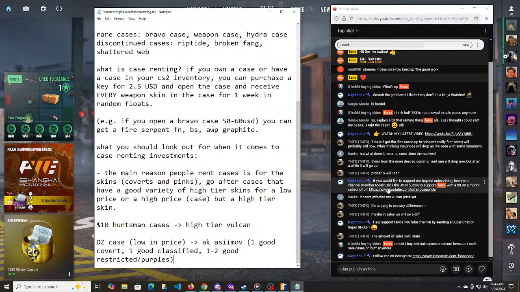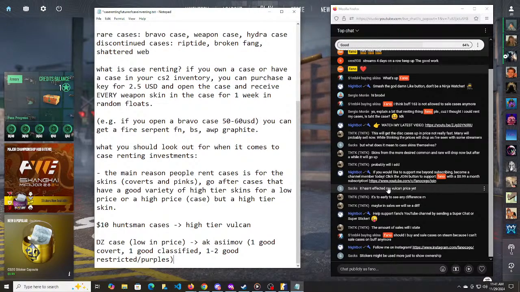You also, guys, have to keep in mind that Valve did this for a reason. They're not going to do this to stunt their growth. They're not going to do this to destroy their case economy and their market. They're doing this for obvious reasons. They see a potential. They see value in this.